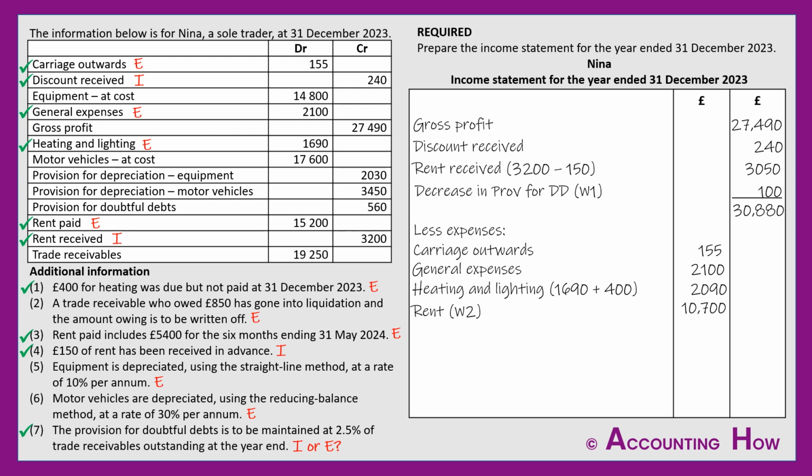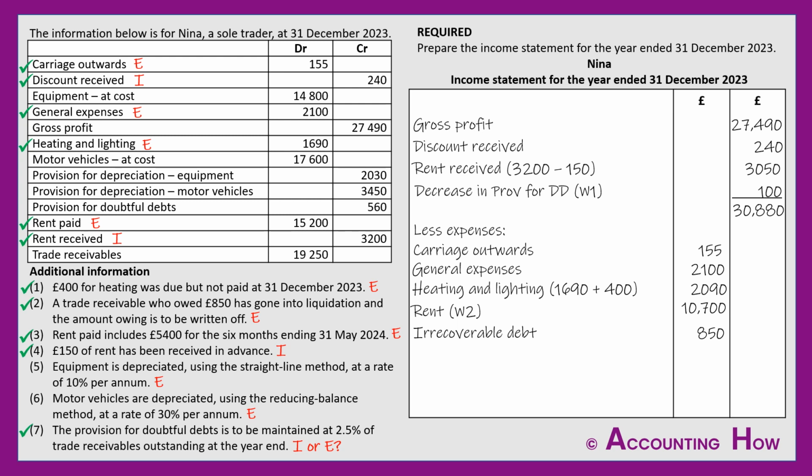So next thing then, I'm down into the additional information. Item 2, a trade receivable who owed £850 has gone into liquidation. The amount is to be written off. So this is known as an irrecoverable debt, or sometimes it's known as a bad debt. Either way, Nina's effectively just been told she's not going to get this £850 now that this customer owed her, and she's made the decision to write it off. So that's an expense to her. So I'm just going to record it. There we go. And tick that one off.